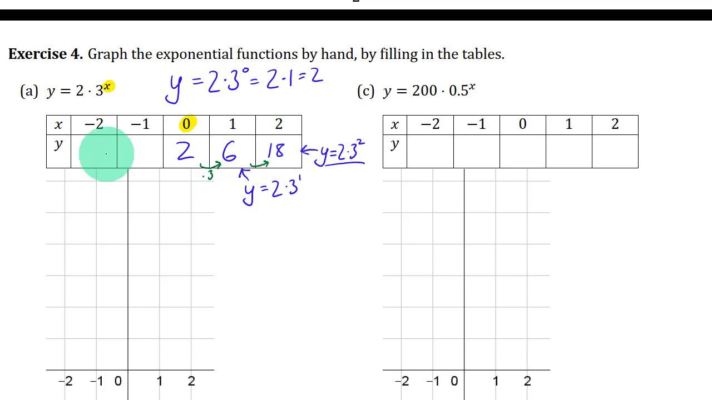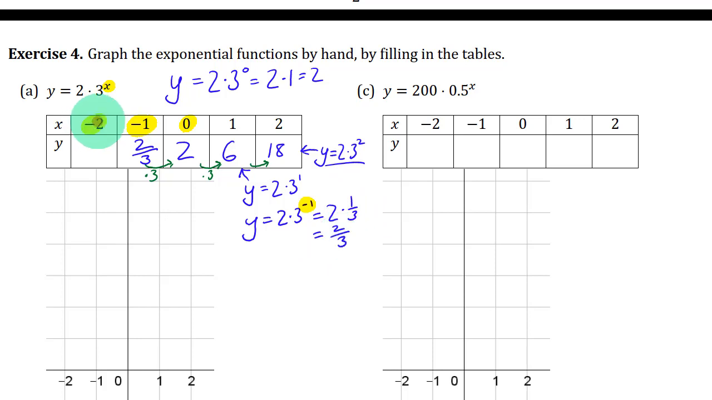Okay, so now to fill in these, you could approach this a couple ways with negative numbers. You could think, what could I put here so I multiply it by 3 and get 2? What can you multiply by 3 and get 2? How about 2/3? 2/3 times 3 is 2. That will work. You could also get that by just plugging in -1 into the formula. You'll get y equals 2 times 3 to the power -1. And what does 3 to the -1 mean? It means 2 times 1/3, which is also known as 2/3.